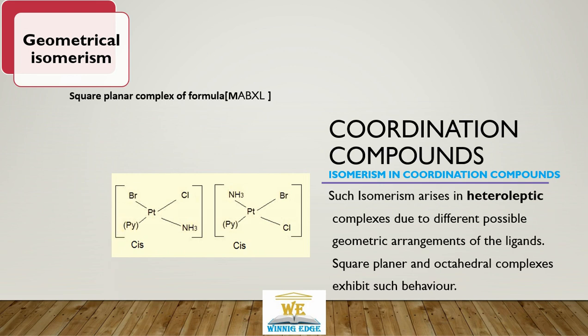We select it on the basis of the atom binding to that metal atom. For example, in pyridine, nitrogen binds to platinum. In ammonia, nitrogen binds to platinum. And then next here, we are having a chlorine. Here we have bromine. So accordingly, we assign priorities.